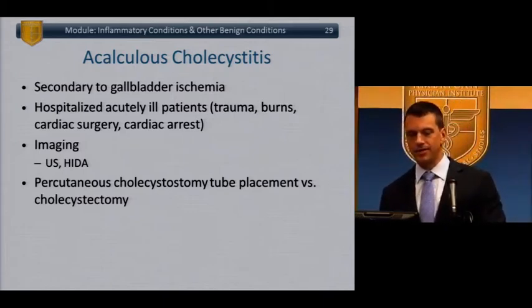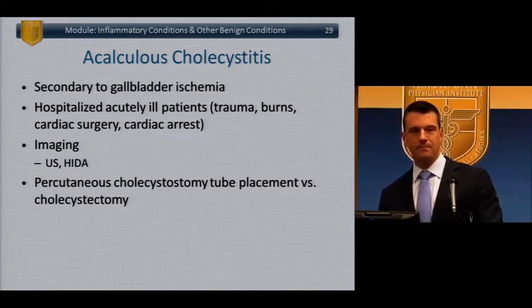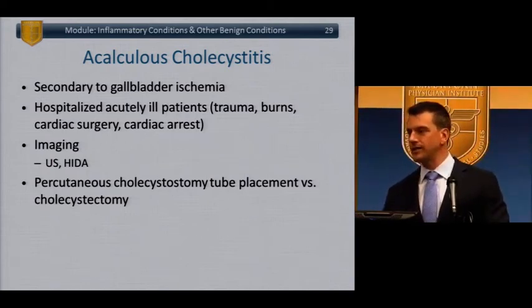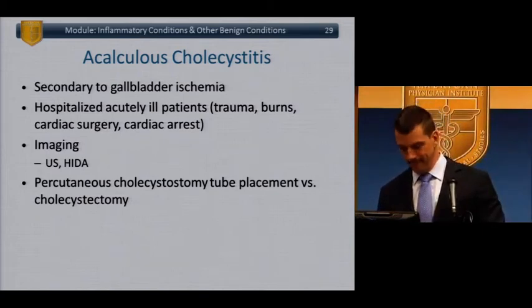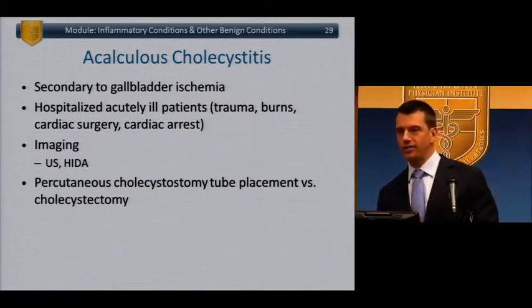In these patients, a percutaneous cholecystostomy tube may be the better answer, and then you come back once things are sorted out. If the patient survives, then you can sort out what to do with the gallbladder. But it has to be drained in one way, shape, or form.